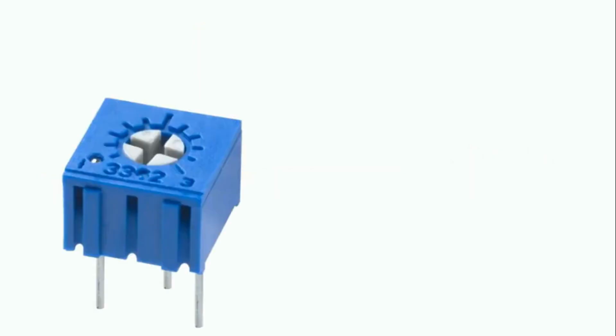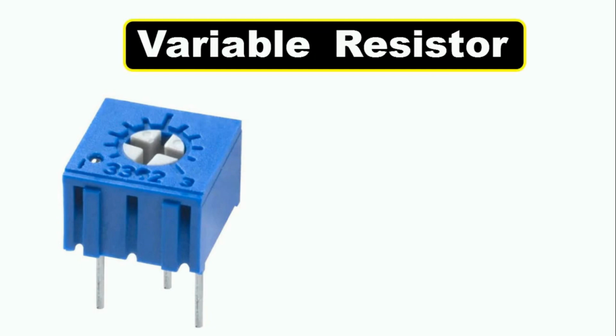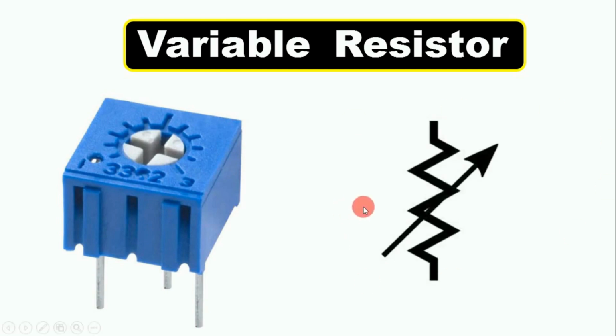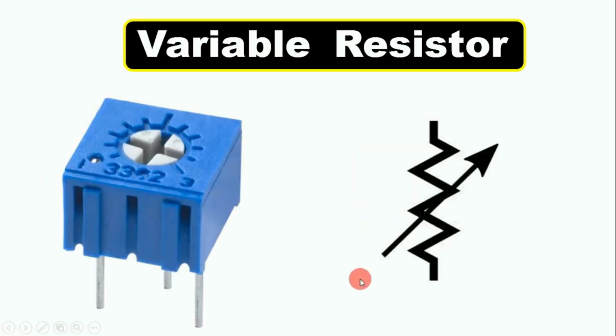This second component which you can see here is known as a variable resistor, or you can call this a preset also. The symbol of a variable resistor is like this. By looking at the symbol, you can say the symbol of the previous resistor and this resistor have similarities. But the difference here is an arrow sign. The meaning of the arrow is that the value of resistance here can be changed.